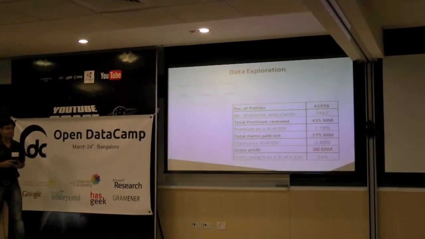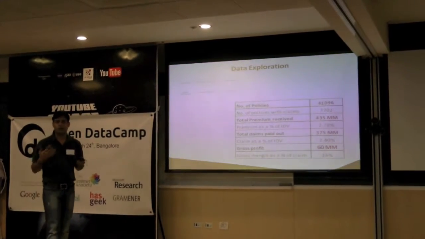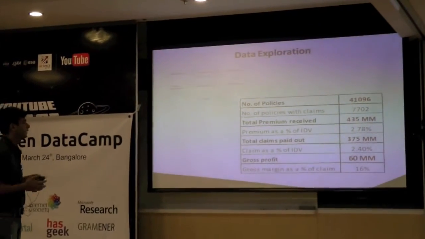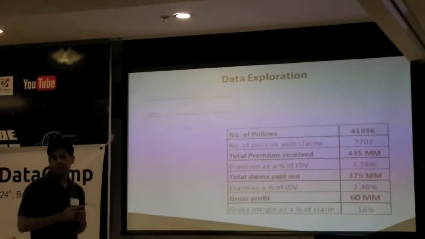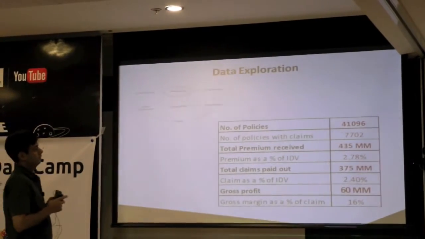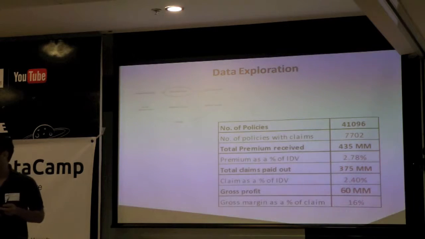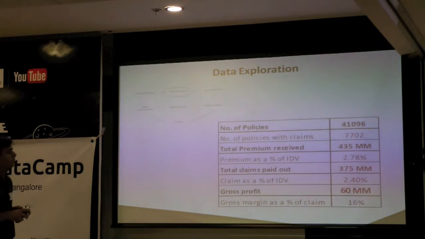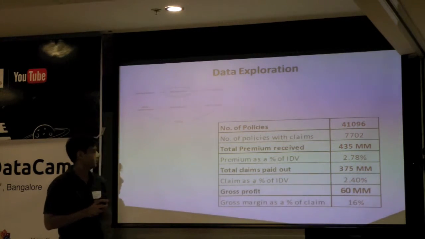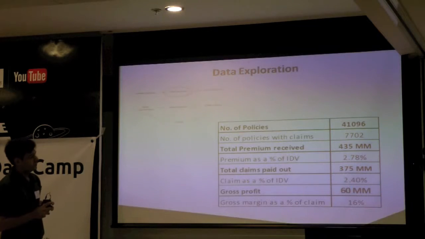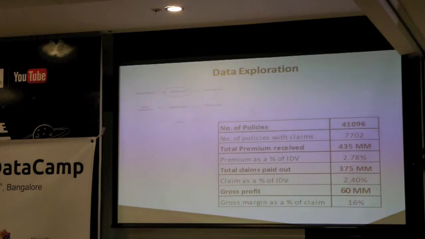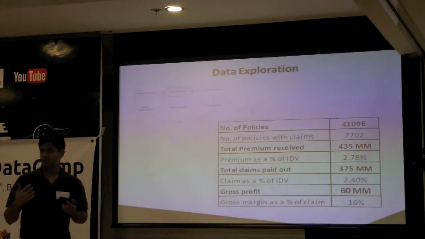Okay, so just some high-level data exploration. With any new kind of data, the first step is to summarize the data in order to understand it. This is a table where essentially we had 41,096 policies. Out of these policies, 7,702 had actual claims. The total premium received by the company on these policies is 435 million rupees, 43.5 crores. The premium as a percentage of IDV at the aggregate level is about 2.78%. So this is what the company is receiving.